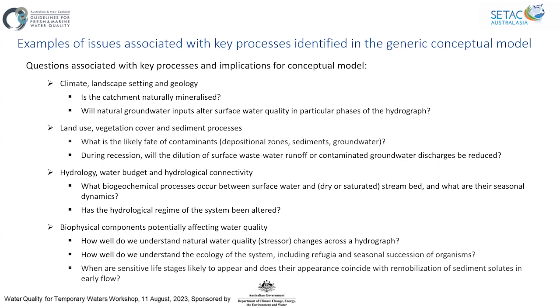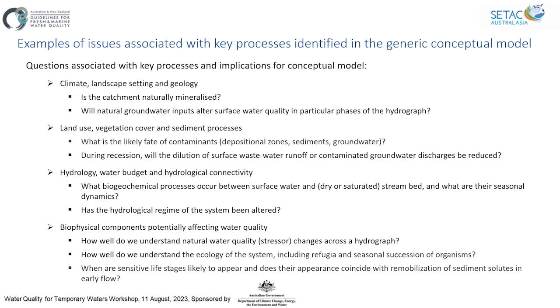What are the biogeochemical processes that are occurring between the surface water and the stream bed? For example, the underlying groundwater will invariably be anaerobic, and that confers particular chemistry to the system. Has the hydrological regime of the system been altered? And I'll get to that in the example conceptual model that I've got.